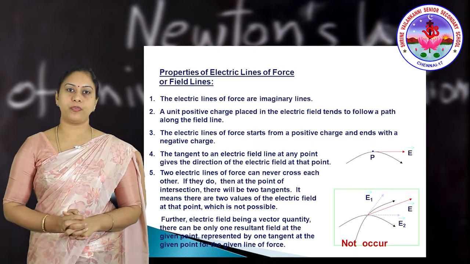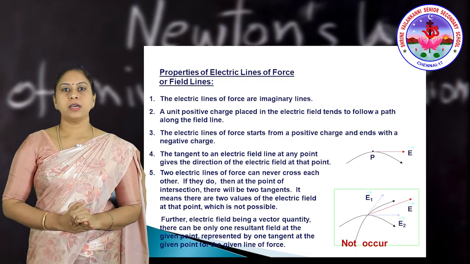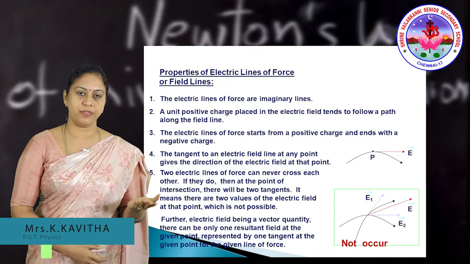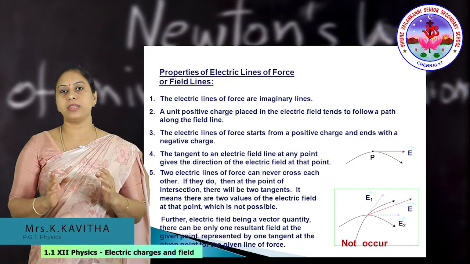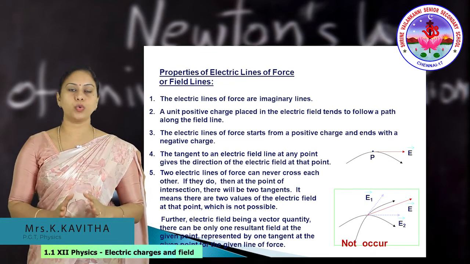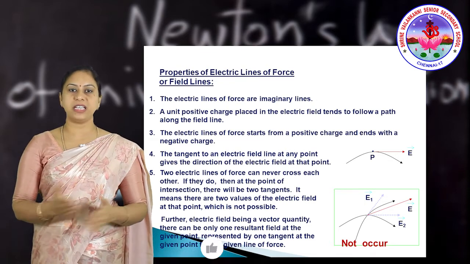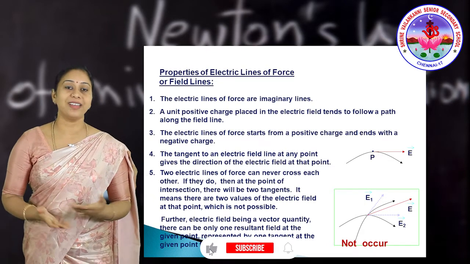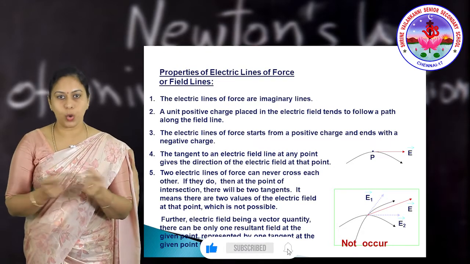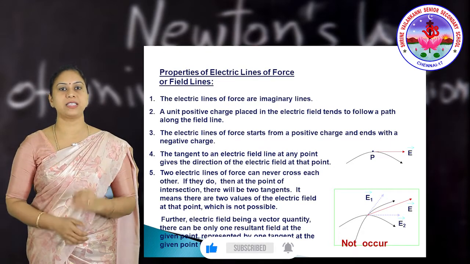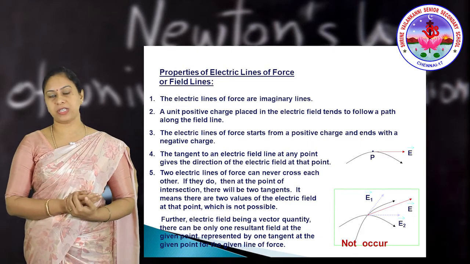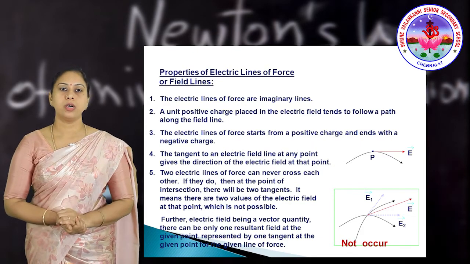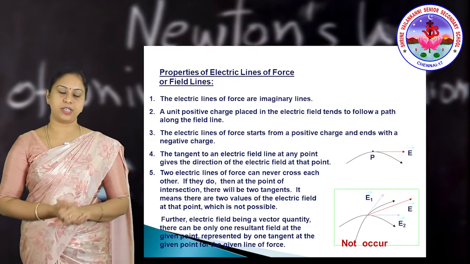The properties of electric field lines: they always start from positive and end at negative. No two electric field lines intersect each other, because two directions are not possible for the charge to move. Only one direction is possible, so the lines do not intersect.